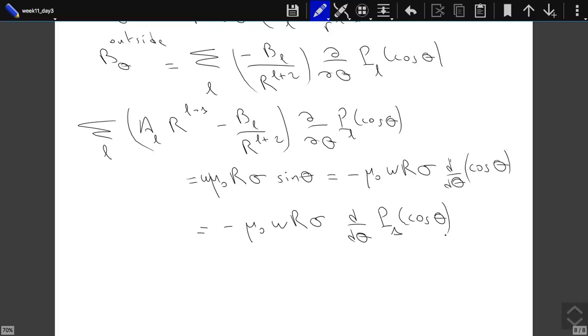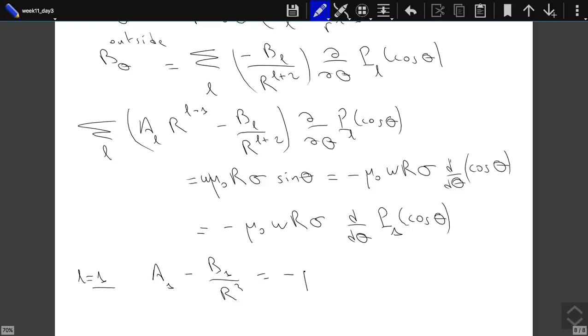So let's see, for L equal to 1, on the left-hand side, the coefficient of the derivative of P1 of cosine theta is A1 minus B1 over R cubed. On the right-hand side, the coefficient of the derivative of P1 of cosine theta is minus mu 0 omega r sigma. This is for L equal to 1.